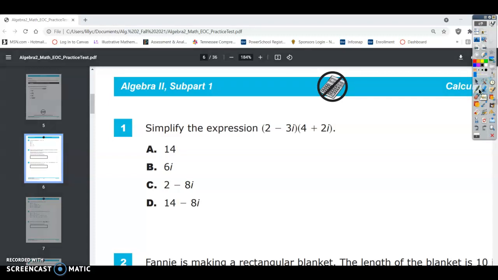All right, Algebra 2, EOC practice test number 1. Simplify the expression (2 - 3i)(4 + 2i). All right, so we're multiplying two binomials.